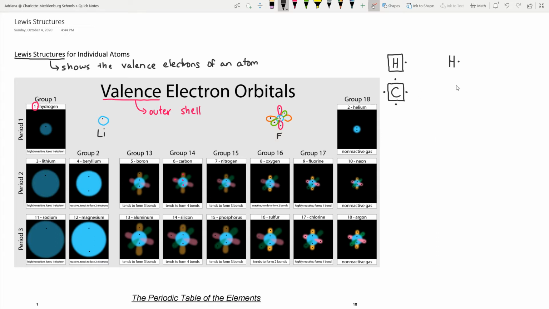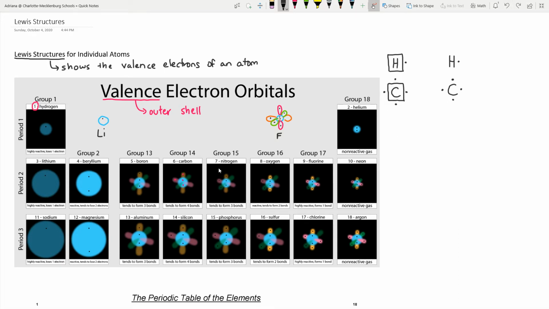And if I was going to draw it without the box, I would still just have an imaginary box and draw my electrons around my imaginary box. You see how I'm not putting the electrons here, right? I'm not doing that. I'm putting them around my imaginary box.